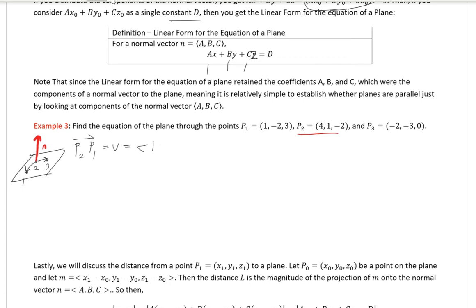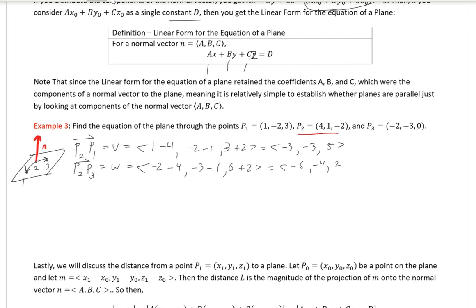So that's going to be 1 minus 4, and then negative 2 minus 1, and then 3 plus 2. So that's going to be -3, -3, and 5. And I also have P2 up to P3, which I'll call W for sake. And then I'll say -2 minus 4, -3 minus 1, and 0 plus 2. So that should give me -6, -4, and 2. So this is V and this is W.